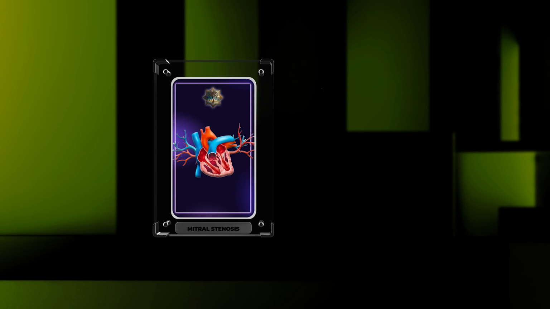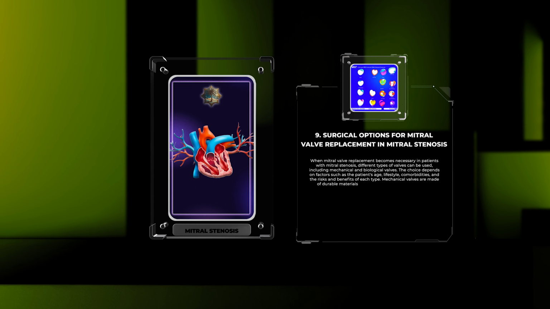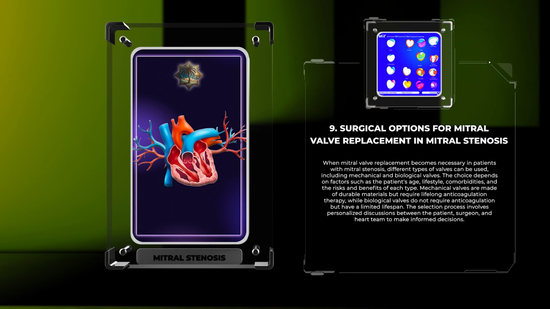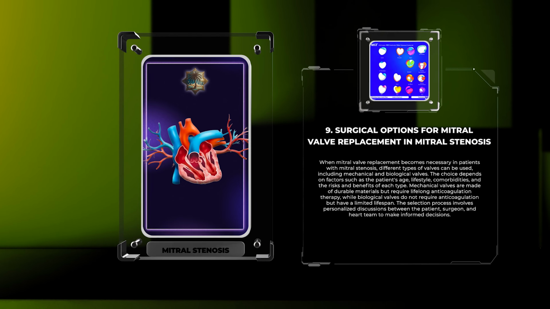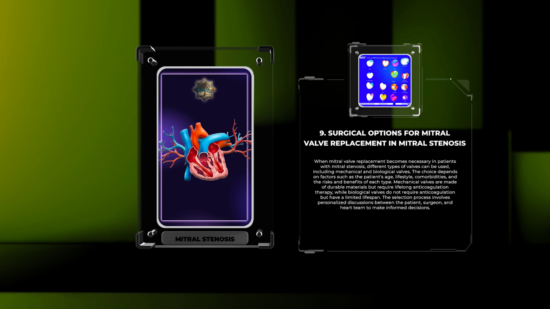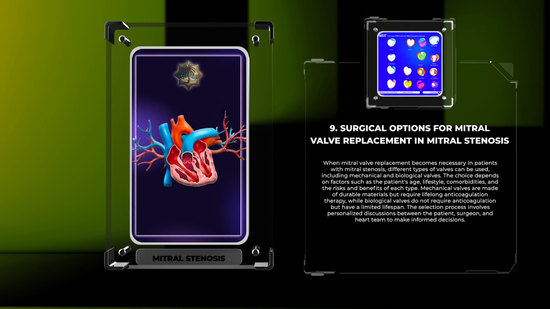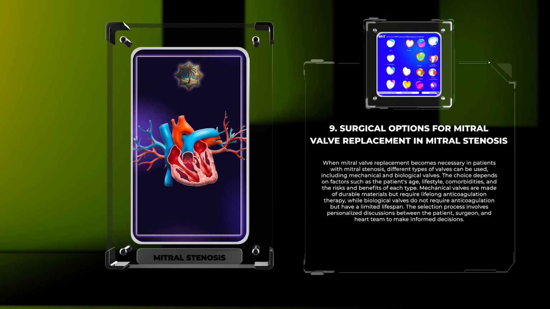When mitral valve replacement becomes necessary in patients with mitral stenosis, different types of valves can be used, including mechanical and biological valves. The choice depends on factors such as the patient's age, lifestyle, comorbidities, and the risks and benefits of each type. Mechanical valves are made of durable materials but require lifelong anticoagulation therapy, while biological valves do not require anticoagulation but have a limited lifespan. The selection process involves personalized discussions between the patient, surgeon, and heart team to make informed decisions.